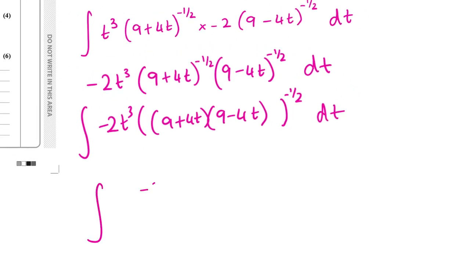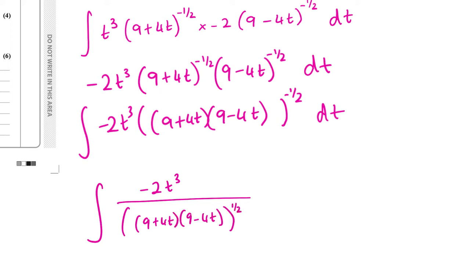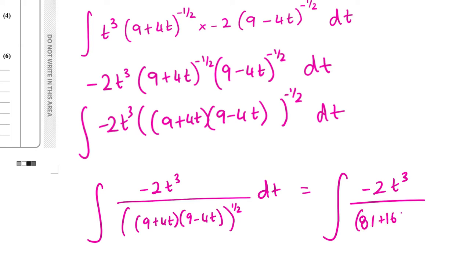So we're going to have the integral of minus 2t cubed over 9 plus 4t, 9 minus 4t, to the power of a half with respect to t, which we know is going to equal the integral of minus 2t cubed over 81 plus 16t squared to the power of a half with respect to t.